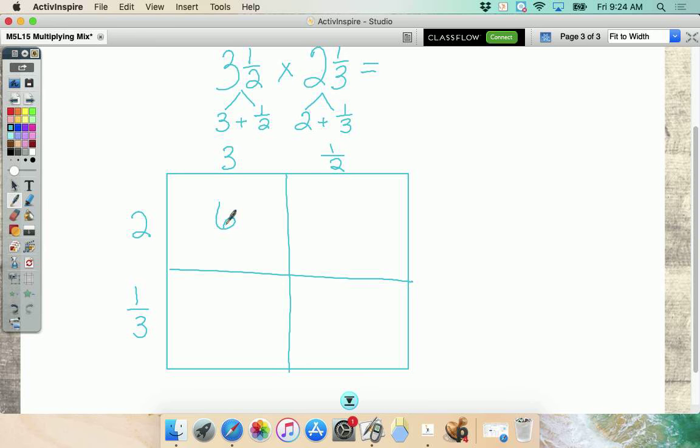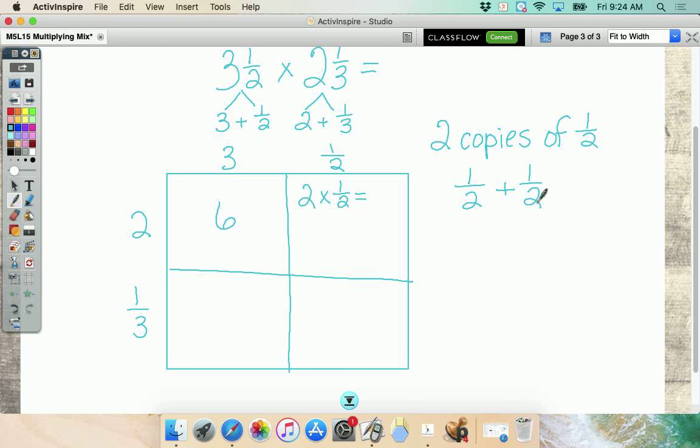2 times 1/2. Okay, and I want everyone to write this down. Now, this is where the kids are messing up. It's the multiplication of a whole number times a fraction. Look at this. I want you to listen. There's 2 ways to think of it. I could think of it as 2 copies, don't write this, of 1/2. So that would look like this.